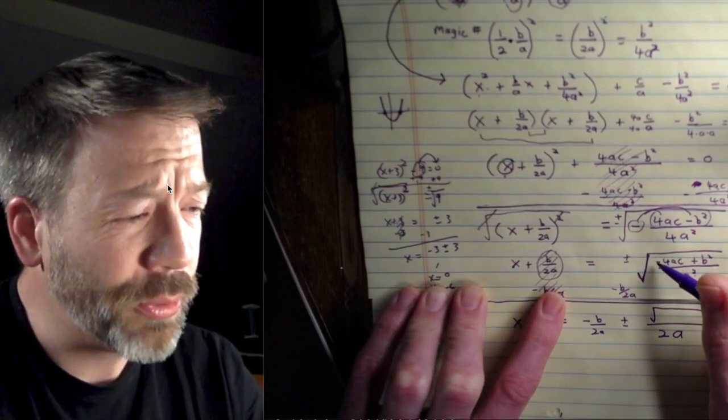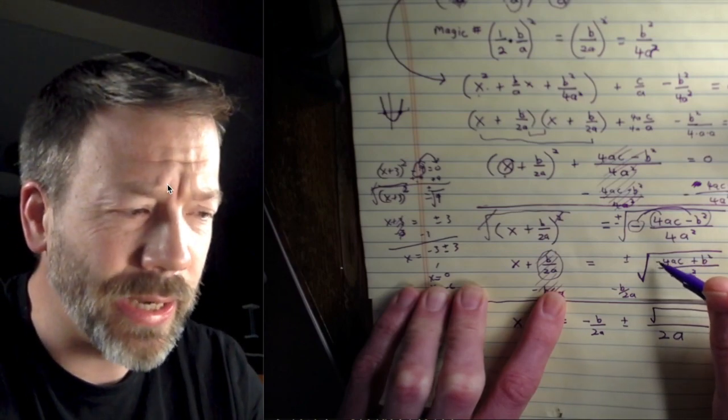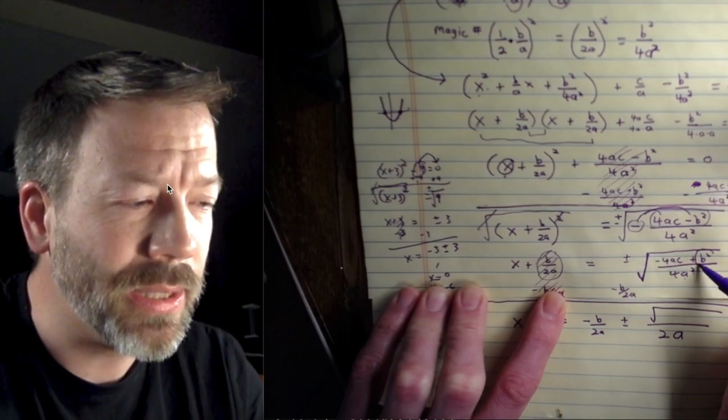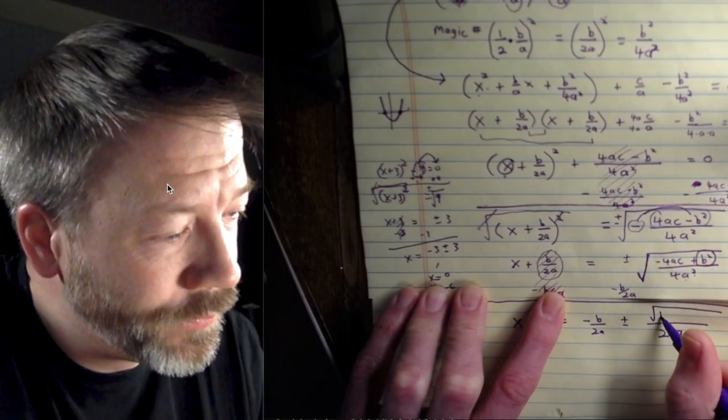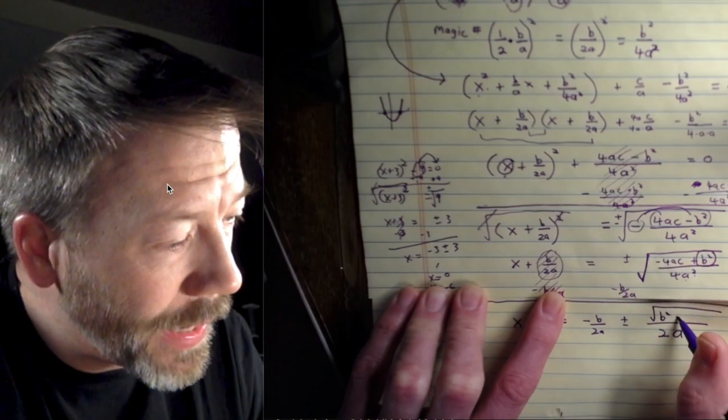Also, this is a pretty ugly order to write things in. It's usually uncommon to have something start with a negative sign. It would be nice to put the b squared first. And then that minus 4ac, I'll put that next.